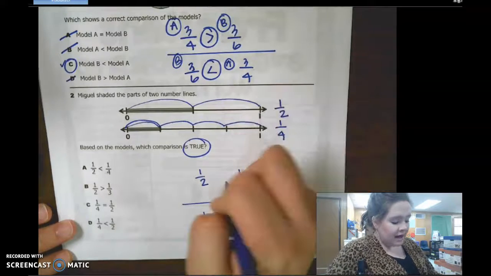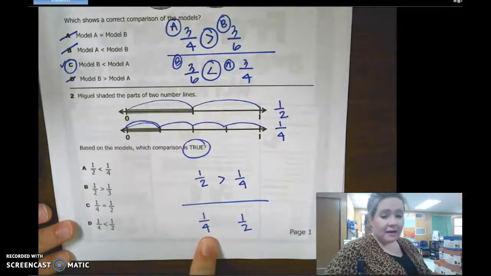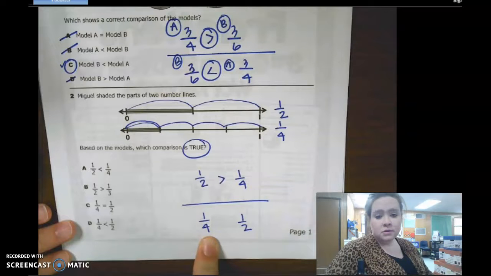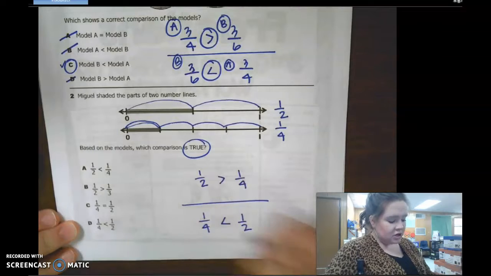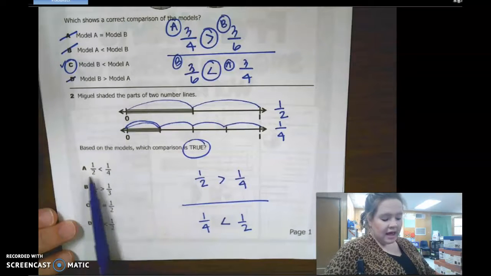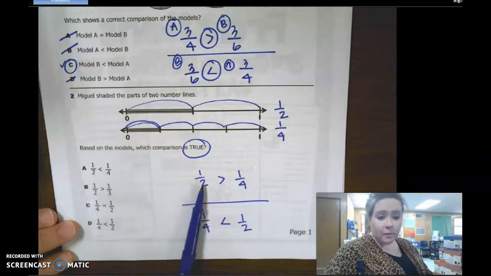Good. 1/2 is greater than 1/4. Okay? So then that means that 1/4 is less than. Good job. Okay? 1/2 is less than 1/4. Is that what we have when we have 1/2 first?